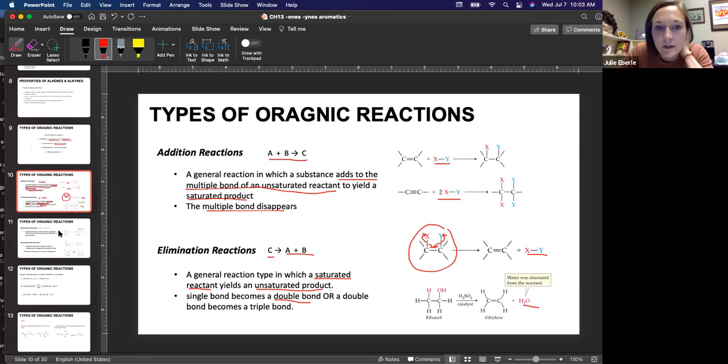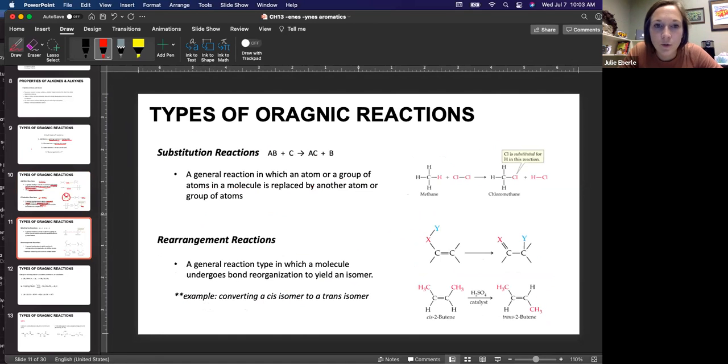Okay, so that's addition and elimination. We're going to really dig into addition in a little bit and look at different kinds of addition. But for now, just know the general reaction type, what's happening. All right, two more: substitution and rearrangement.